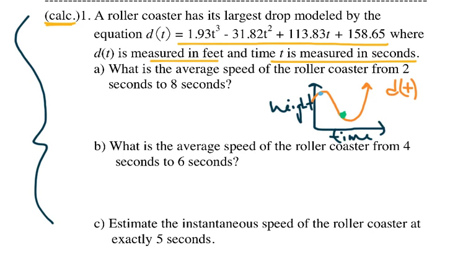Now, you can see that you're probably going different speeds through that whole time interval from 2 to 8 seconds. And we're probably going pretty fast by the time we get to the bottom. But it's asking for our average speed, and that is kind of like the slope between these 2 points.